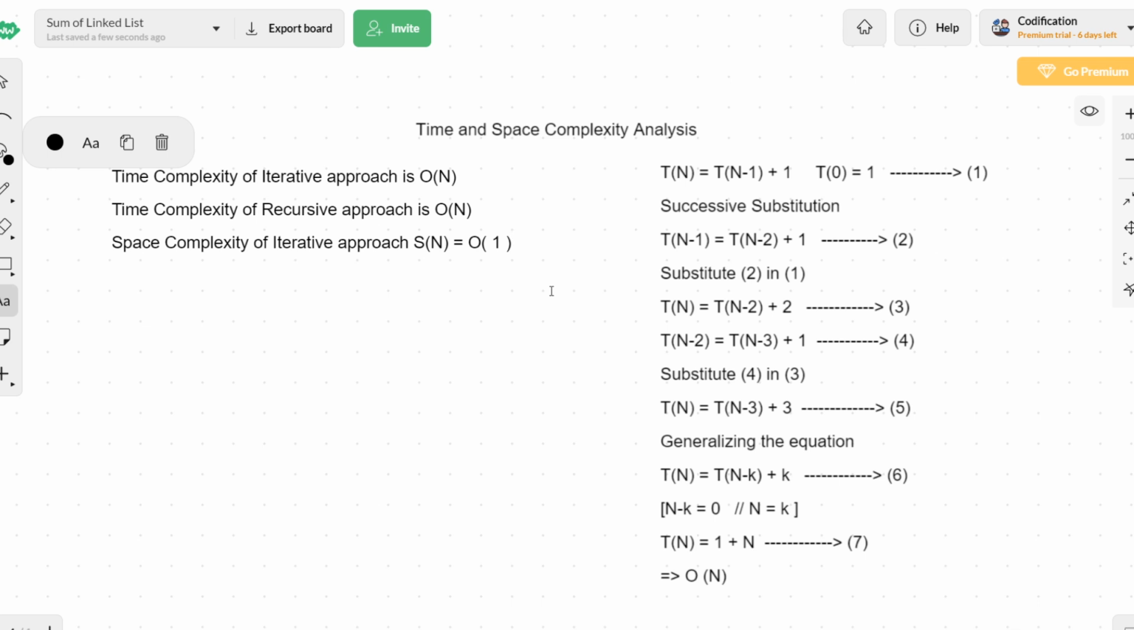Next, we can find the space complexity of the recursive approach. What is going to be the space complexity of the recursive approach? We have to look into how many variables or memory blocks we are going to take.